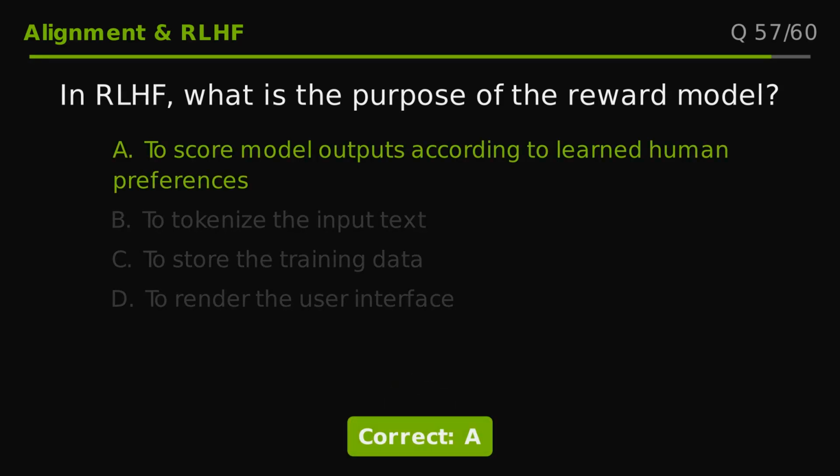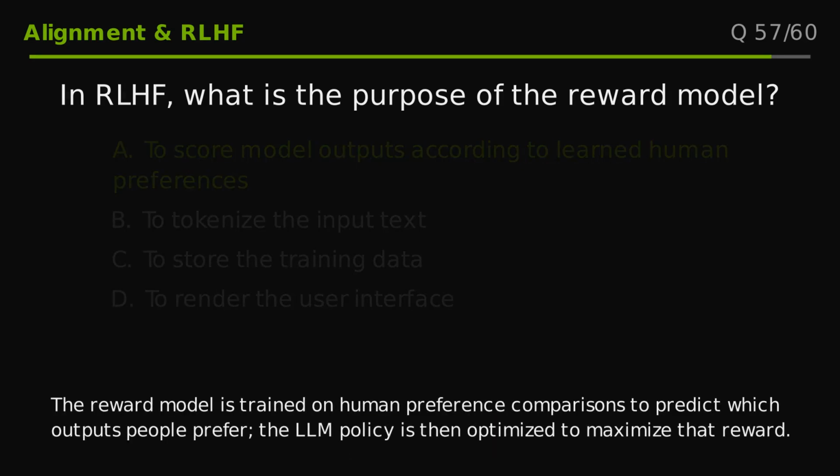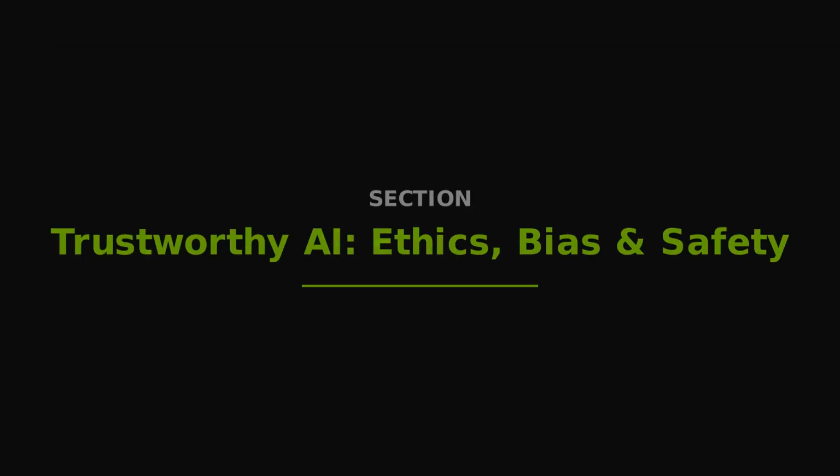The correct answer is A. The reward model is trained on human preference comparisons to predict which outputs people prefer. The LLM policy is then optimized to maximize that reward. Next section, trustworthy AI, ethics, risks, and safety.